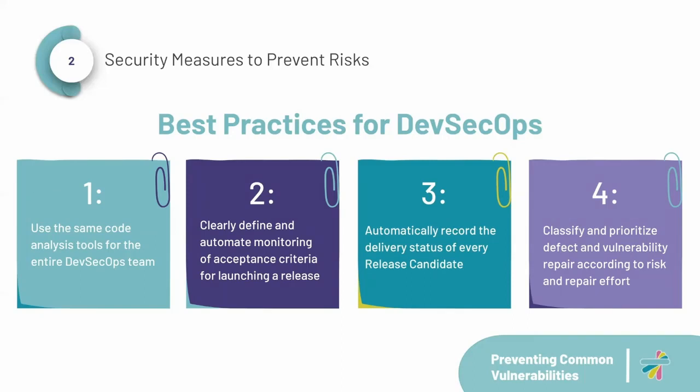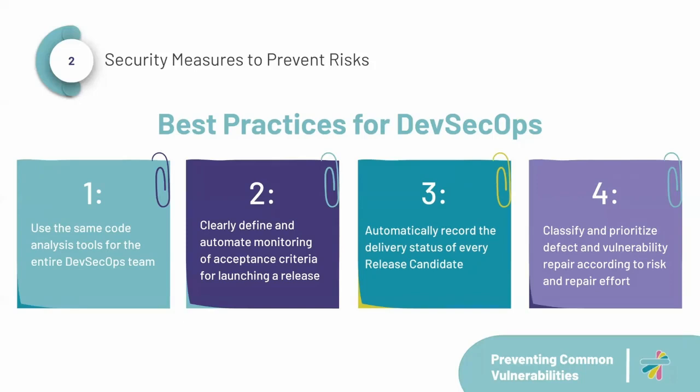Unifying and streamlining code analysis tools into your DevSecOps workflows will keep security awareness at the forefront of team members' minds. Instead of relying on a security test team to check for vulnerabilities near the end of the development lifecycle, 2, clearly define and automate monitoring of acceptance criteria for launching a release. Integrate and automate security testing into the coding phase as part of the development lifecycle. To ensure everyone is on the same page, clearly identify acceptance criteria determined through collaboration among all stakeholders.